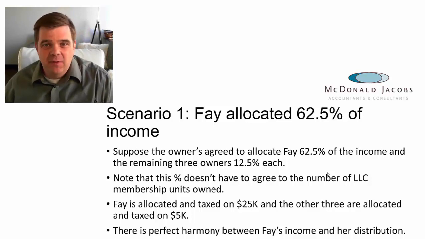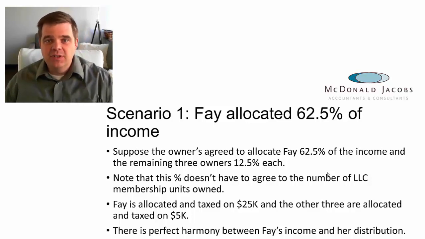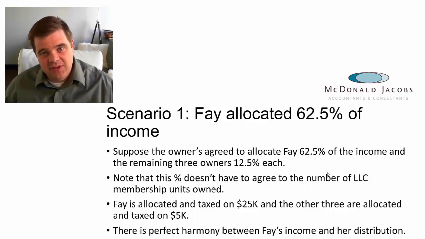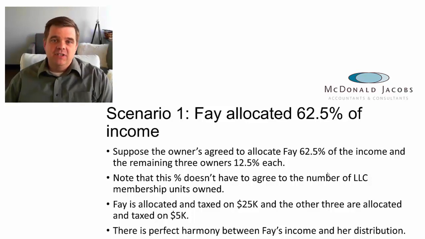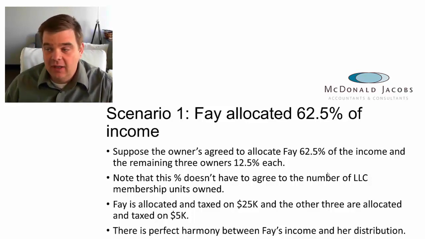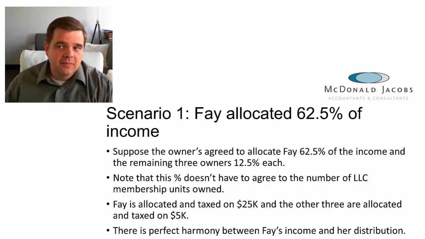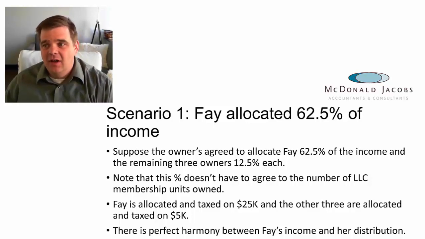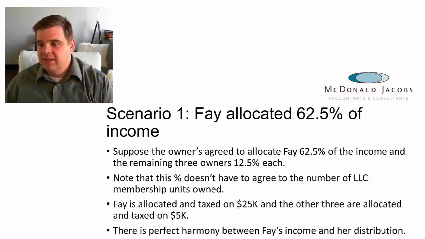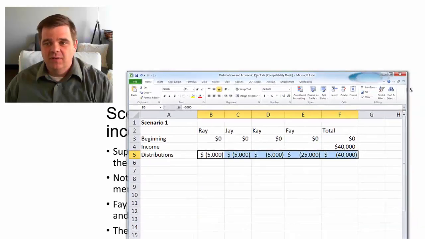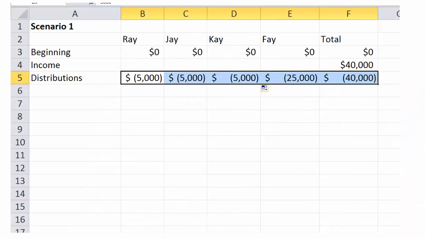So it's, you know, what came first, the chicken or the egg? Did they decide the distributions and then give each other the right income to support that, or did they give each other that income and then distribute the income to each other? You know, that depends on the way you operate your business, I suppose. But let's bring this over and see how it works out here.